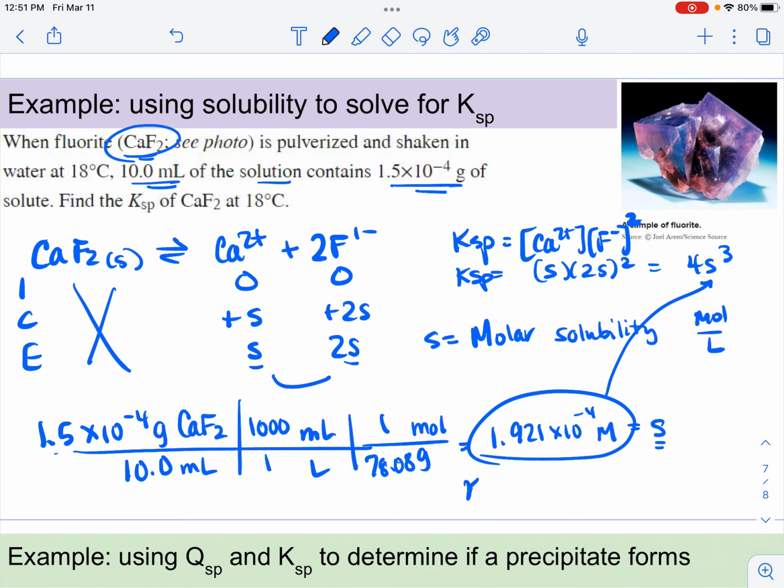And I found that KSP equals 2.836, a bunch of numbers, but I have only 2 significant figures because of my 1.5 grams. So 2.8 times 10 to the negative 11th is the value of KSP. So there's your second option.